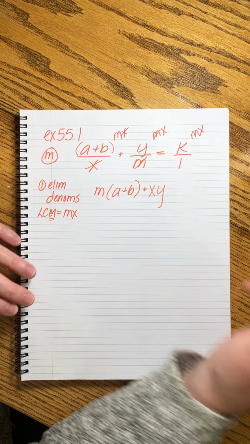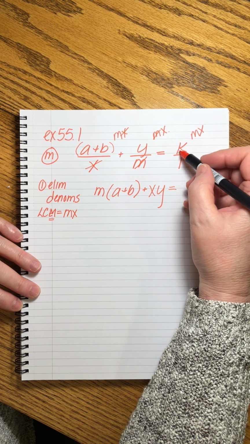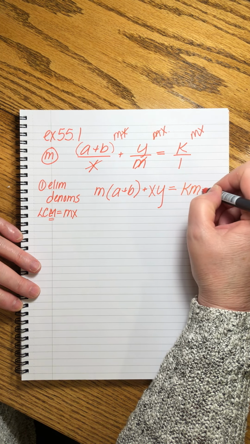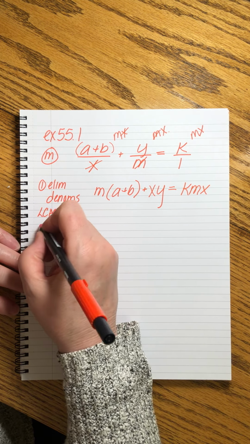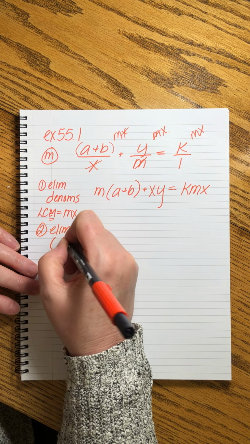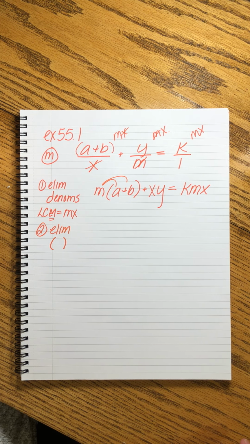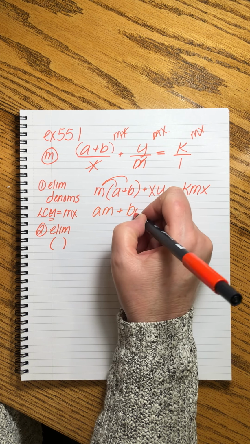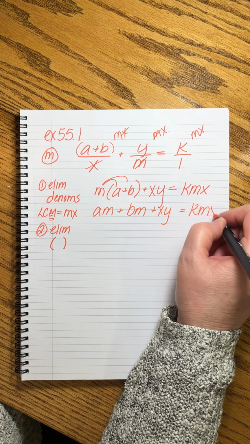No binomial business to deal with. Equals, we can't cancel anything, so we have to keep the m and the x. I'll put them alphabetical, k, m, x. Oh, that was nice. Our second thing that I mentioned on the other page is eliminate the parentheses. Okay, so that's easy. We just distribute, right? We've been doing that since we learned how to walk. I'm going to go alphabetical. AM plus BM plus XY equals KMX.